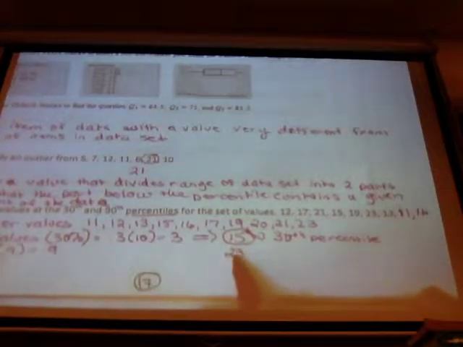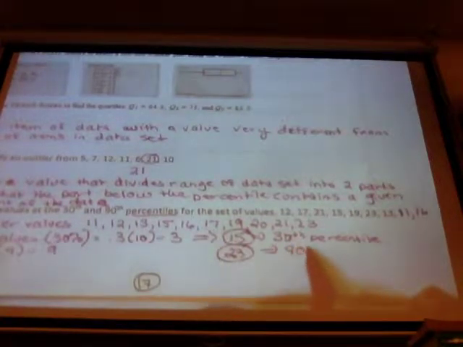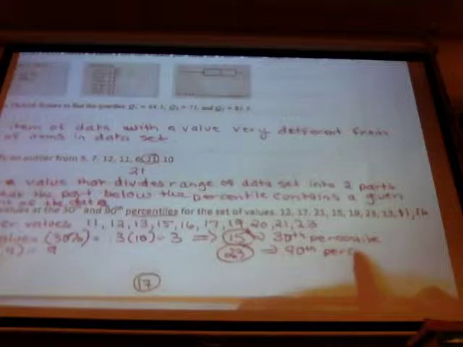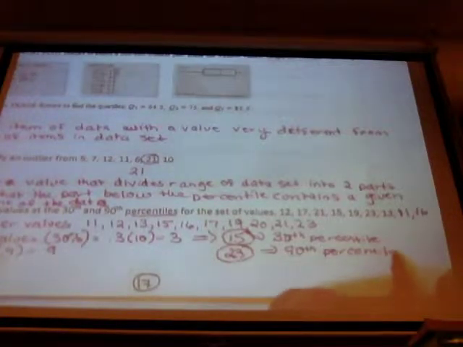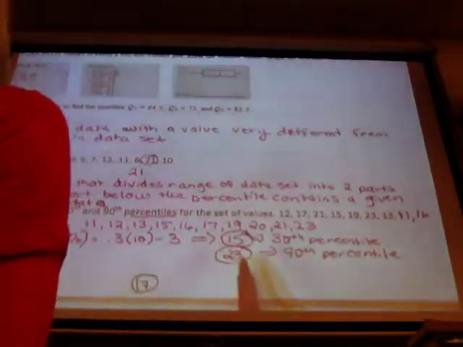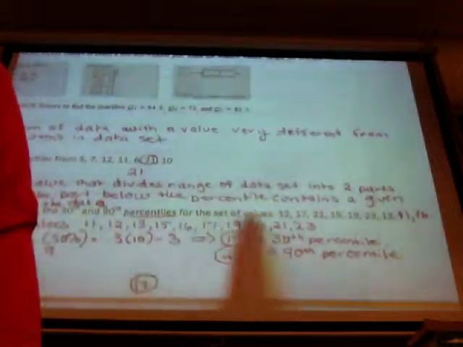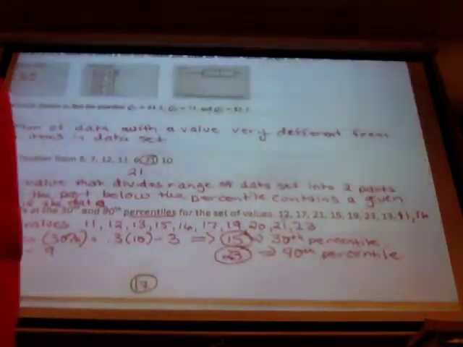Excellent. 23 is the 90th percentile. And in a way, if I wouldn't have studied this, I would have said it would be this one, and that's 100%. But it has to be 90% of the values are below it. And this is 90% of the values are below that number.